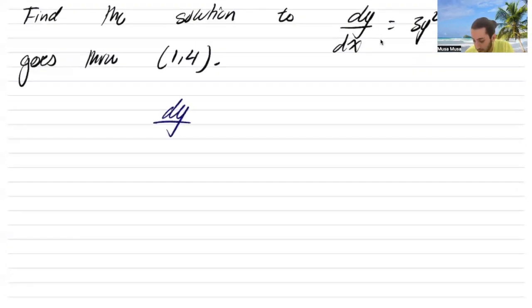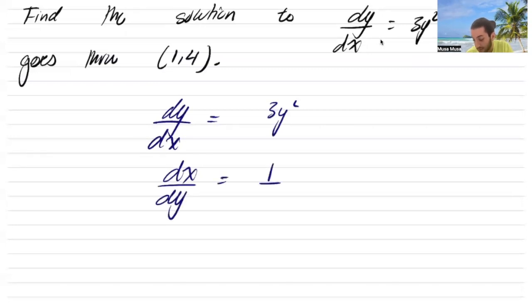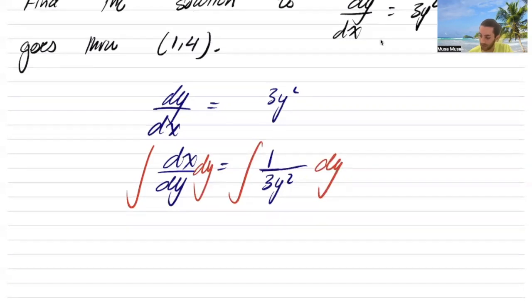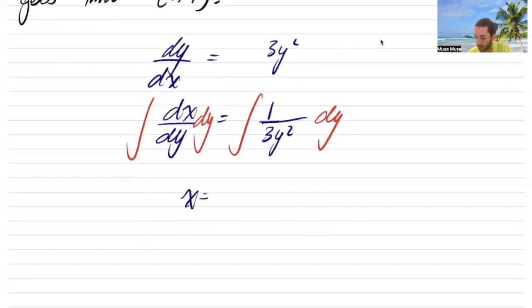dy on dx equals 3y squared. That means that dx on dy, make sure you take the reciprocal of everything, is 1 on 3y squared. Integrating both sides with respect to y, we get x equals 1 on 3 times y to the minus 2. When you add 1 to the power and divide by the new power, you get minus y to the minus 1, plus c.